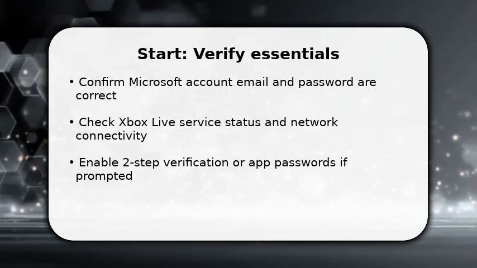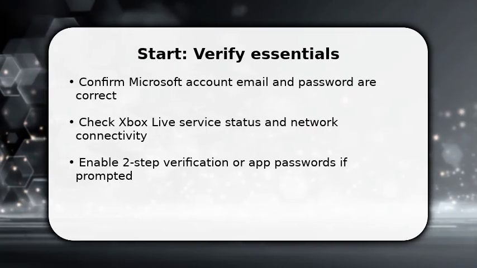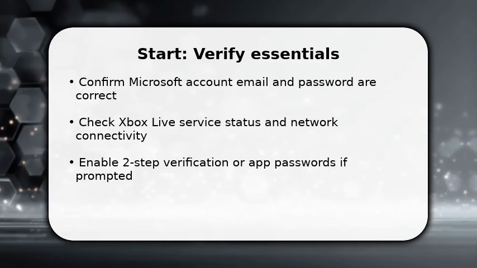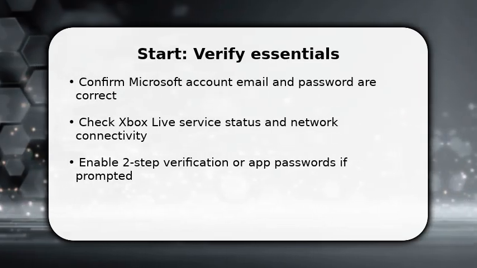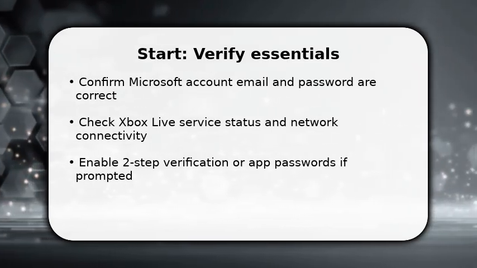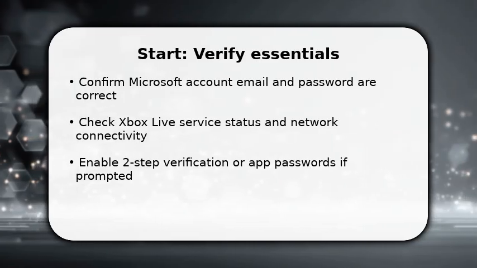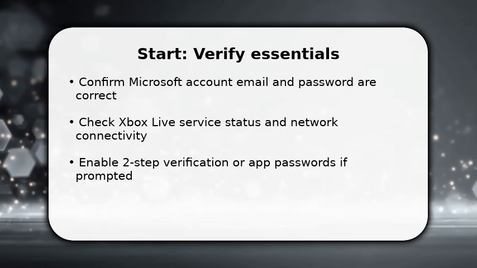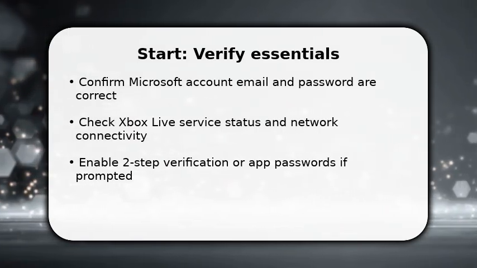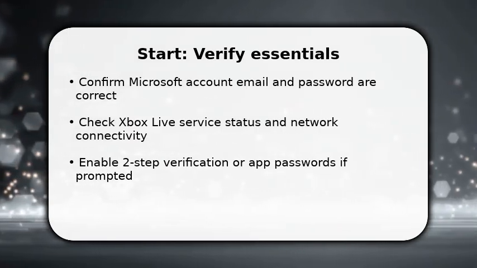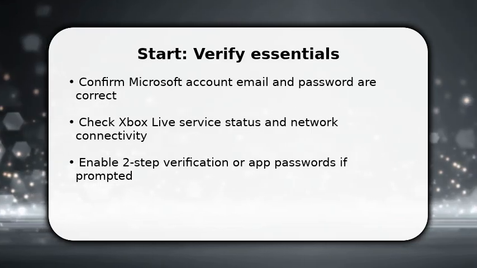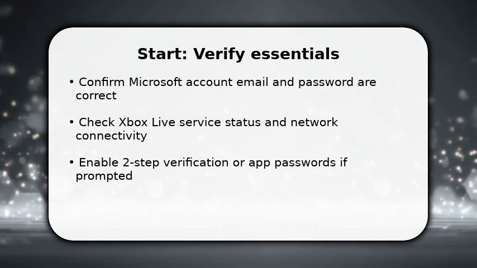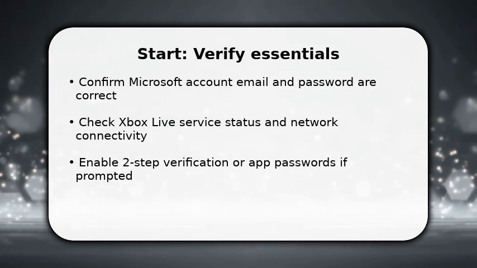You begin by confirming the core prerequisites and taking the first actions. Sign in at account.live.com to verify your email, password, and security info, make sure your recovery phone and alternate email are current. Once signed in, check Xbox Live service status and your console's network connection so you're not troubleshooting a wider outage. If two-step verification blocks the console, create an app password or temporarily disable it, and then return to the console to retry the sign-in process.